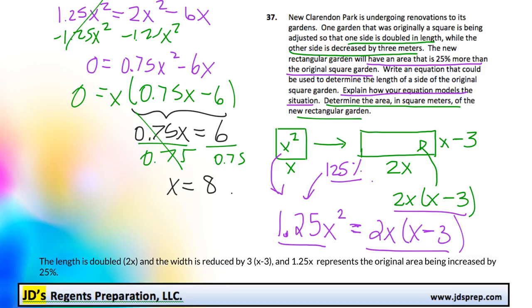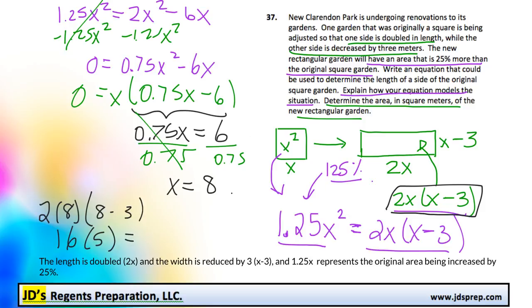So now what we can do is take a look at the area of the rectangular garden, and that's represented by 2x times x minus 3, and instead of x, we're going to write 8. So it's going to be 2 times 8 times 8 minus 3. That's the same thing as 16 times 5, which is 80. And our units would be in square meters. So it would be 80 meters squared is the area of the rectangular garden.